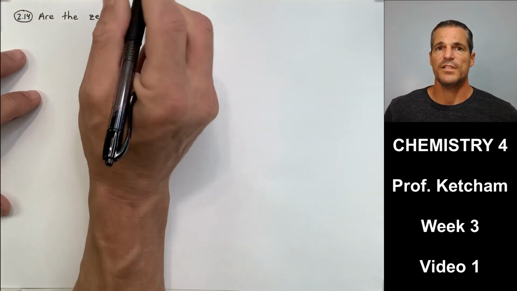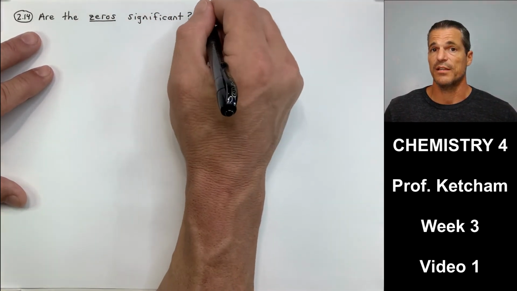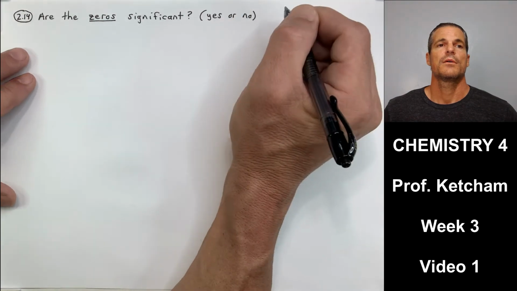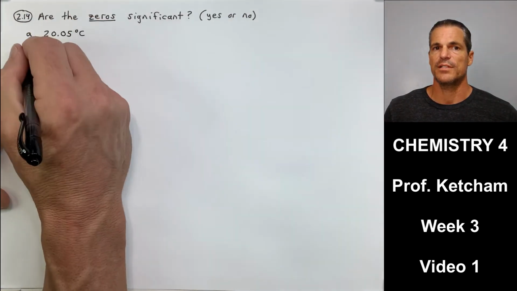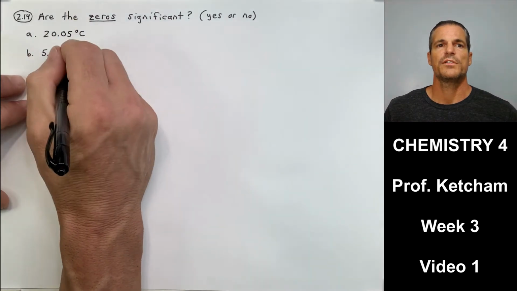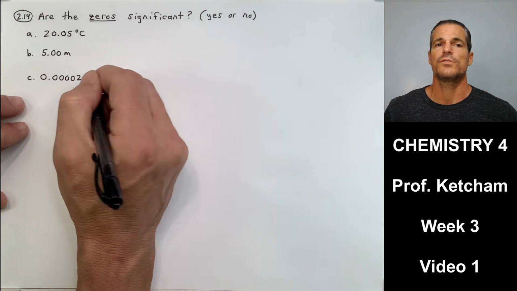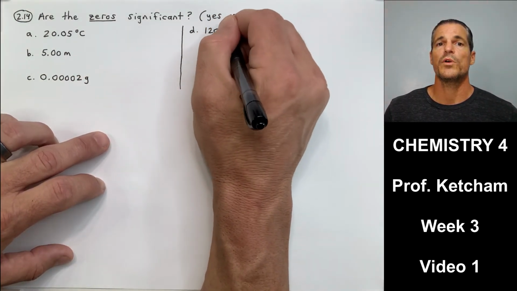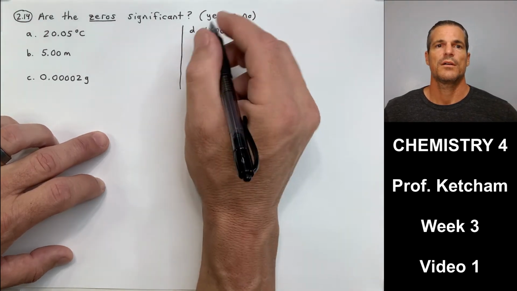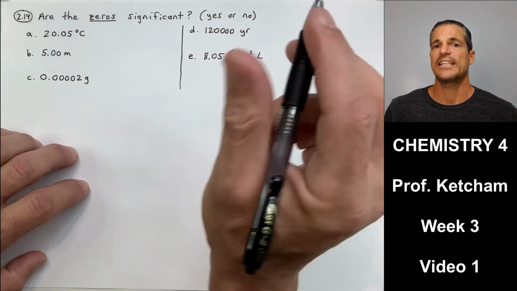All right, number 14, chapter 2. Are the zeros significant? Yes or no? All right, so A is 20.05 degrees Celsius. B, 5.00 meters. C, 0.00002 grams. D is 120,000 years. Let's assume we measured those years, okay? E, 8.05 times 10 to the 2nd liters.